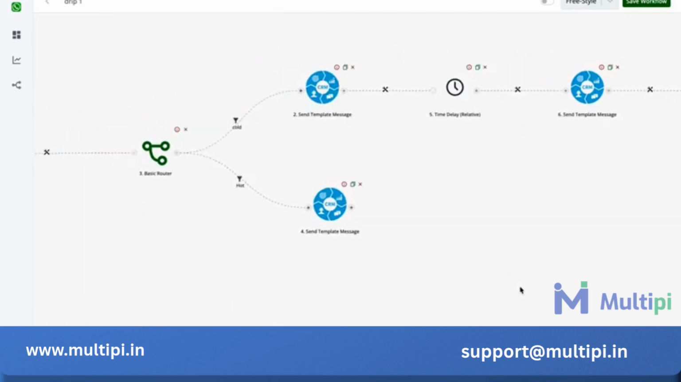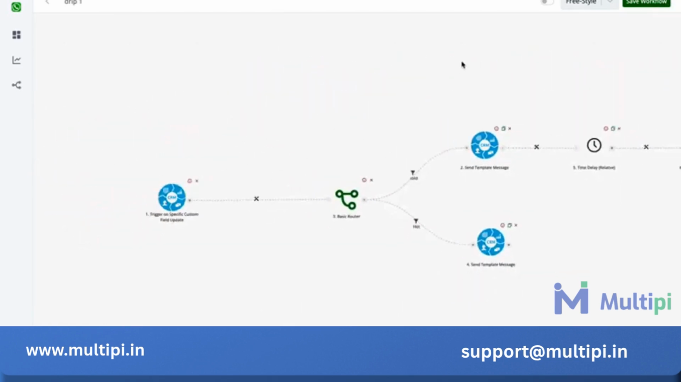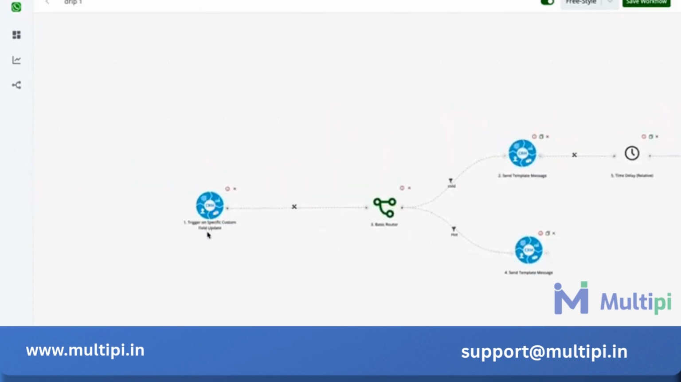And then the most important thing that you need to do is always save your workflow, or else your work will be lost. And also enable the workflow. If you don't enable it, your drip campaign won't work. So this is how you can create the drip campaign based on custom field change.